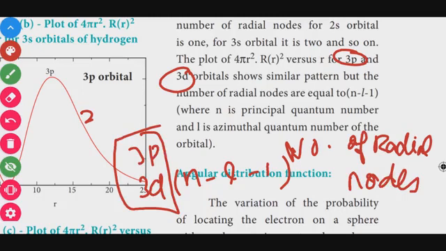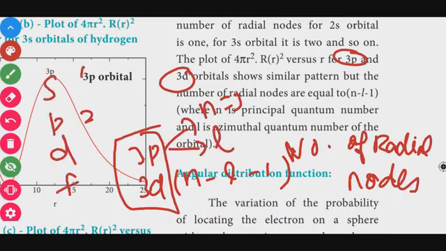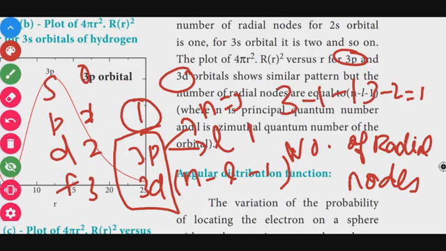So n value here is 3 and l value is for s, p, d, f: l value is 0, 1, 2, 3. So l value is 1 over here. Then 3 minus 1 minus 1, 3 minus 2 is equal to 1. So here the radial node is 1. And then the 3d orbital: 3 minus 2 minus 1, which is 3 minus 3, is 0.